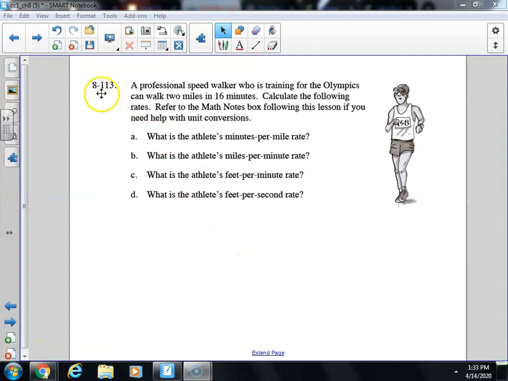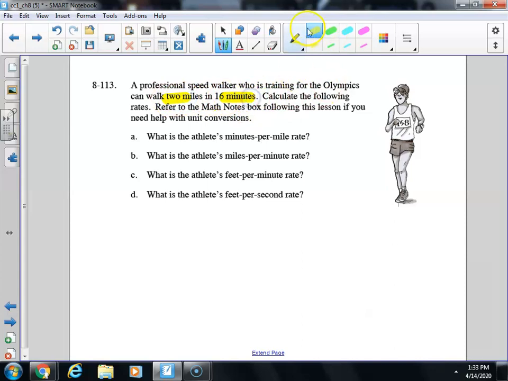All right, last question for today. Core problem 113. A professional speed walker who is training for the Olympics can walk 2 miles in 16 minutes. Calculate the following rates. Refer to your math notes box following this lesson if you need help with unit conversions. So in this problem, they are comparing two things. They are comparing 2 miles in 16 minutes.